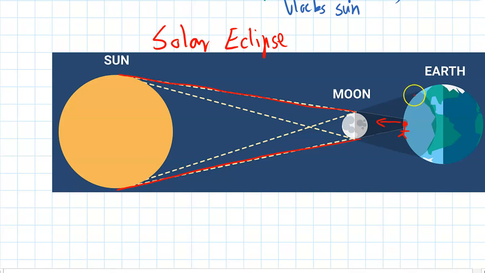If we're in any of these other regions here that's partially in shade, well, we can see a little bit of the sun, but it's going to be partially blocked, so they're getting a partial eclipse there. So this person's seeing a total eclipse and they're seeing a partial.